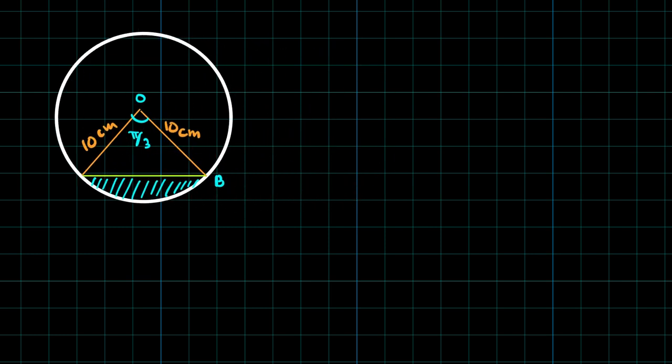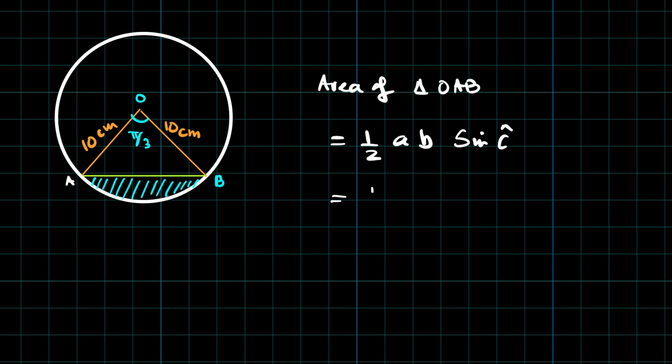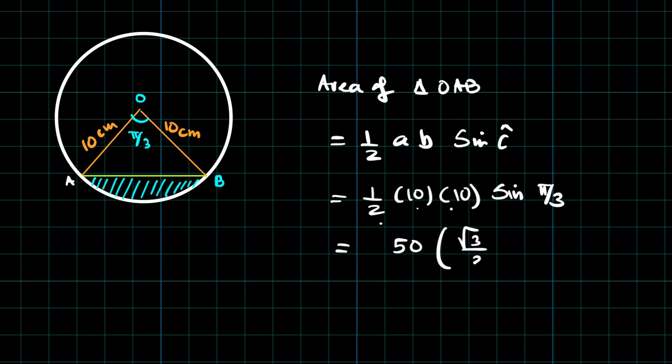So let's say I can find the area of triangle OAB. I think I missed out the A. So this is OAB. That is half AB sine C. That is equals to half into 10 into 10 into sine of pi by 3. This comes out to be 50. 100 divided by 2 is 50. Sine of pi by 3 is root 3 over 2.